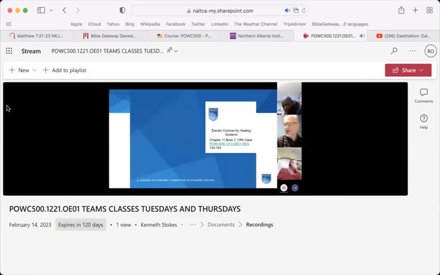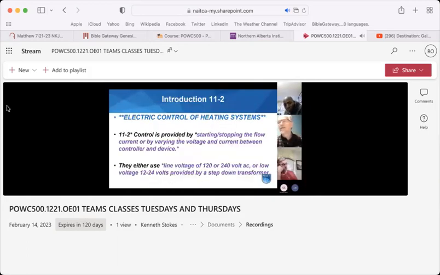So electric controls for heating systems. Watch the language. This is not necessarily electric heating systems. This is how we control heating systems. These are controls for steam heating systems, for hot water heating systems, for electric heating systems, for any type of heating system. Because it says electric, it doesn't mean it's electric heating. Okay, something to keep the old brain aware of.